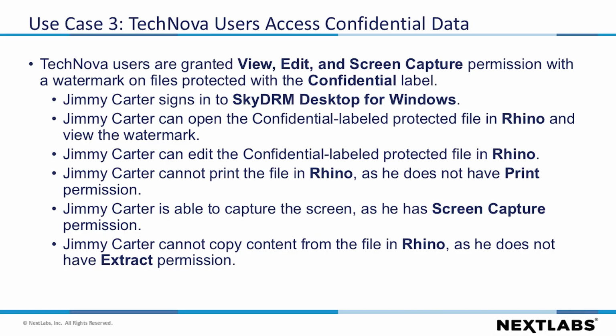Jimmy Carter can edit the confidential labeled protected file in Rhino. Jimmy Carter cannot print the file in Rhino, as he does not have print permission. Jimmy Carter is able to capture the screen, as he has screen capture permission. Jimmy Carter cannot copy content from the file in Rhino, as he does not have extract permission.